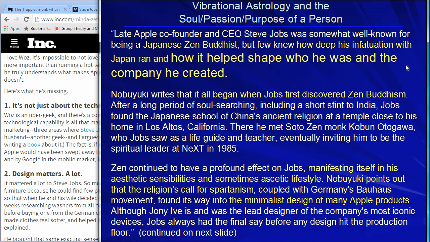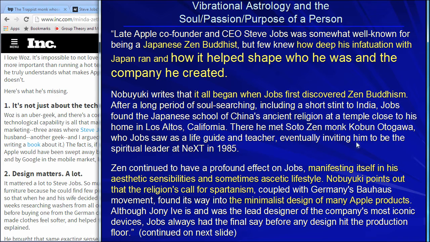So we all have a path. We all have an attunement. The Zen approach and the Japanese approach has a truth. It's the truth that rang strong in the soul of Steve Jobs. He connected with it, and he created great things with it.